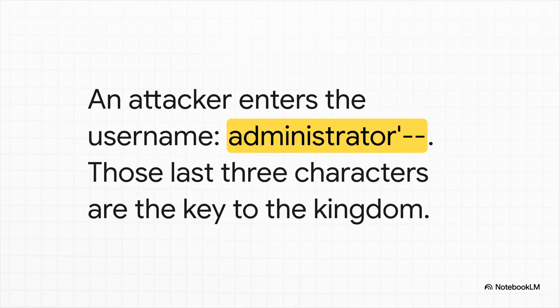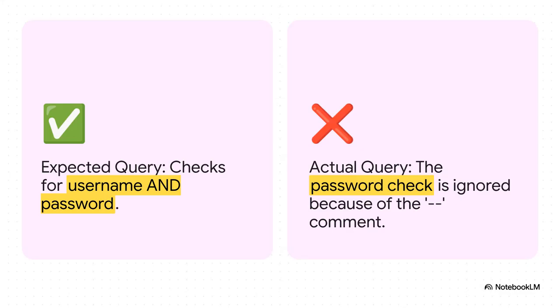It's almost laughably simple. The attacker goes to a totally standard login form, but instead of typing a normal username, they type something that just looks a little weird. Administrator, followed by a single quote and then 2 dashes. It really doesn't look like much, but trust me, those last 3 characters are the key that's about to unlock the entire kingdom. Okay, so what is actually happening behind the curtain?